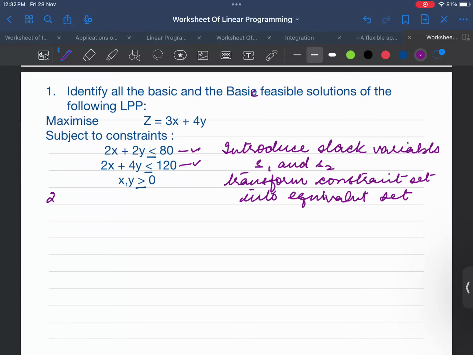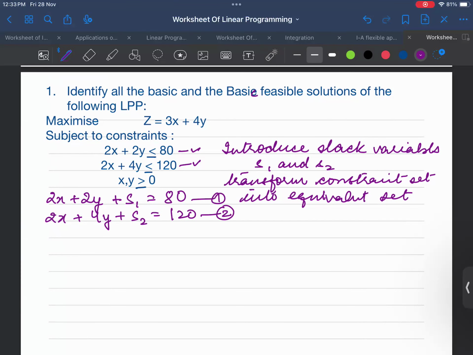It would be 2x plus 2y plus S1 equals 80. What we have done is added the slack variable. Why have we added it? Because the expression is less than or equal to something, so a slack must be added to make it equal to 80. The second equation will become 4x plus 5y plus S2 equals 120. So now we have these two equations.